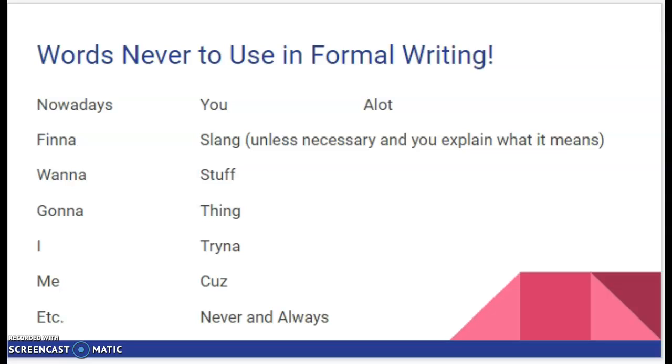Etc. Okay, you've listed out 2 or 3 items. Stop there. You do not have to add etc. That's a given, and it's an annoyance. Don't use it. Don't write it out. Don't shorten it. And also, never use never and always. Stay away from definitive words like that.